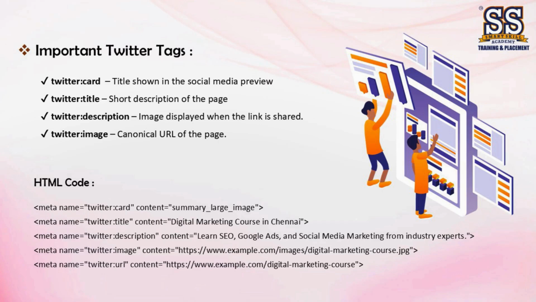Let's look at the HTML code implementation. These lines go directly into the head section of your website. As you can see in the code snippet here, we set the card type. We define our title, in this case, for a digital marketing course in Chennai. We add a description focusing on key value props like SEO and Google Ads. Finally, we provide the direct links for the image and the canonical URL.